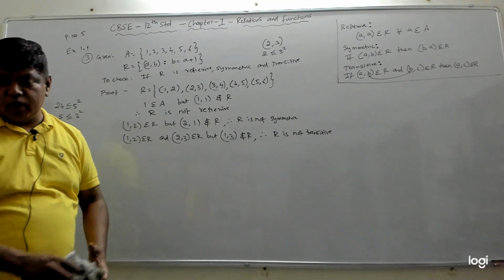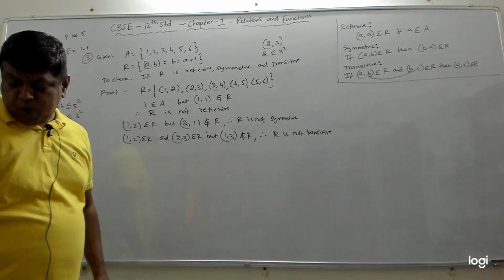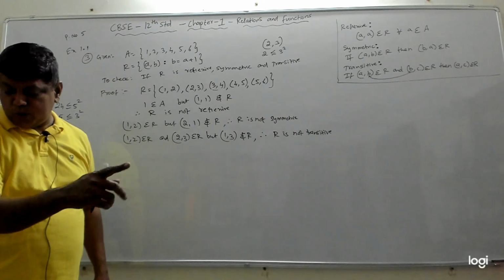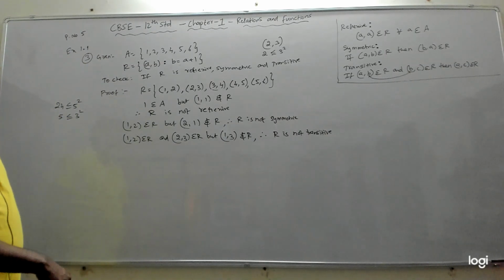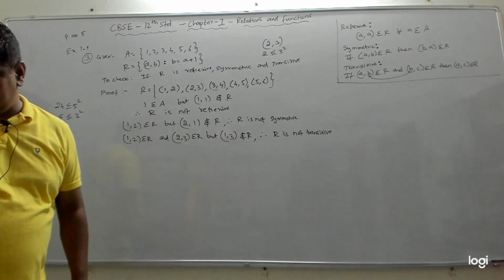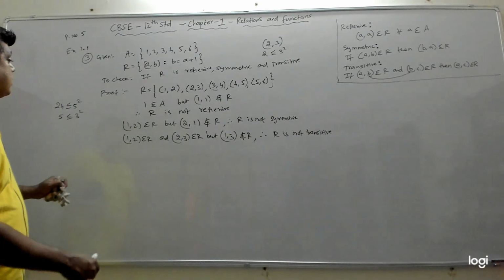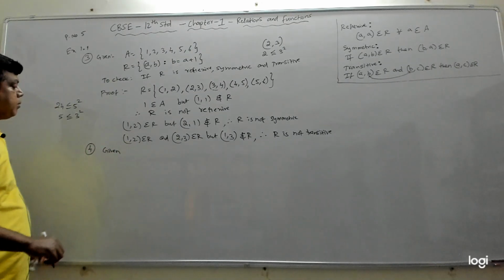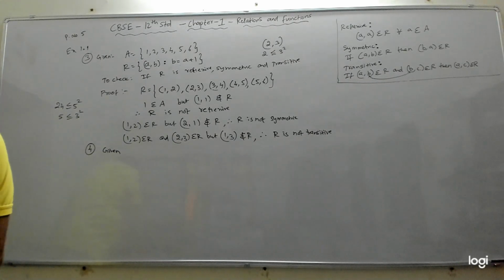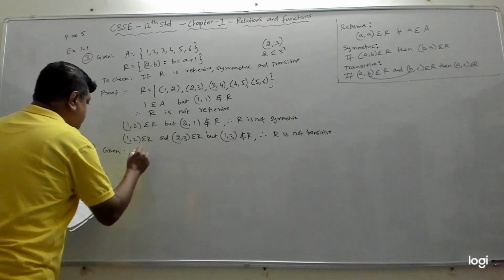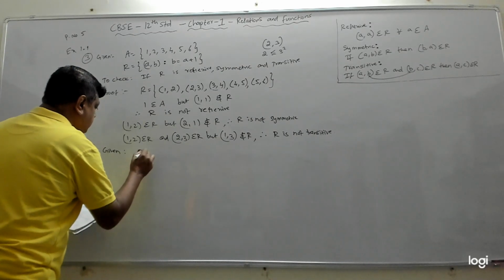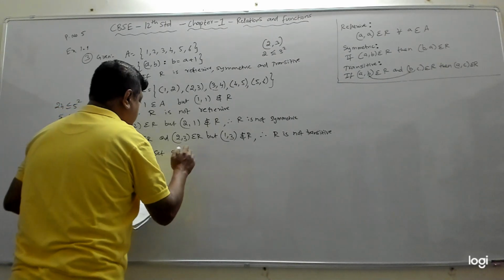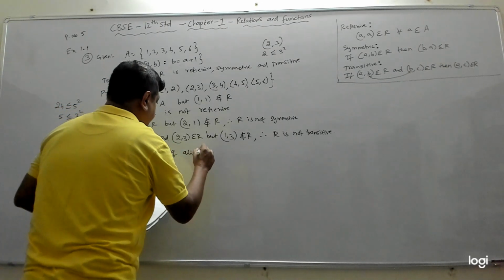Fine. So let's go to the fourth problem. The fifth one is similar to the second one. We'll do the fourth one. The fourth one says: show that the relation defined on R defined by. So what is the fourth one? For the fourth problem, the given condition is that the set is R, the set of all real numbers.